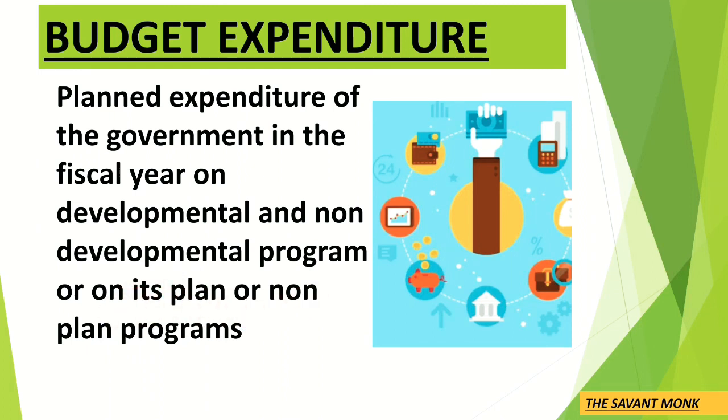So what are they? See, developmental expenditures are incurred on economic and social development of the country. For example, for social development, some hospitals, some educational institutions are created. For economic services, some industries are made. So these are developmental expenditures. It is related to growth and development projects of the country. Economic services like agriculture, industries, transport, mines, communication, and social services like health, education, housing, civic amenities, and medical facilities are provided in the form of developmental expenditure.